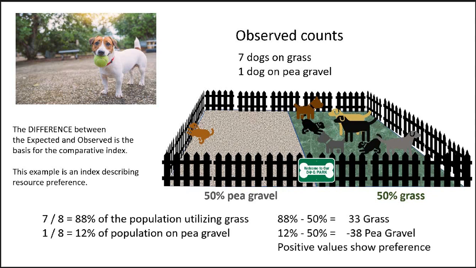Okay, and then like I said, if we subtract our expected, the 50% of the population that we would expect to be using grass, from what we observed, 88%, we end up with values above and below 0. Positive values show a preference and negative values show avoidance. But it's important to know that these values aren't normalized, so we can't really determine the strength of preference or avoidance. This is just a very generic positive, negative quantification.